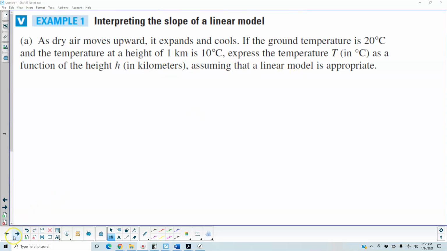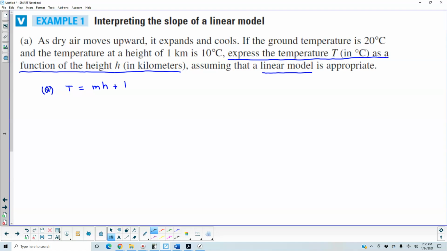linear model is appropriate. So the key thing that we need to look at first is that we're expressing the temperature T as a function of the height h in kilometers. And we're assuming that it's a linear model. So assuming that it's a linear model, we're going to write the slope-intercept form according to temperature. So T is going to equal the slope m times h plus the y-intercept.